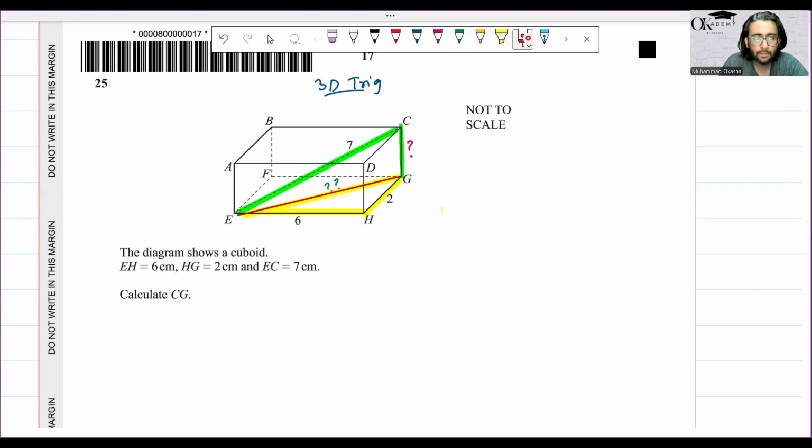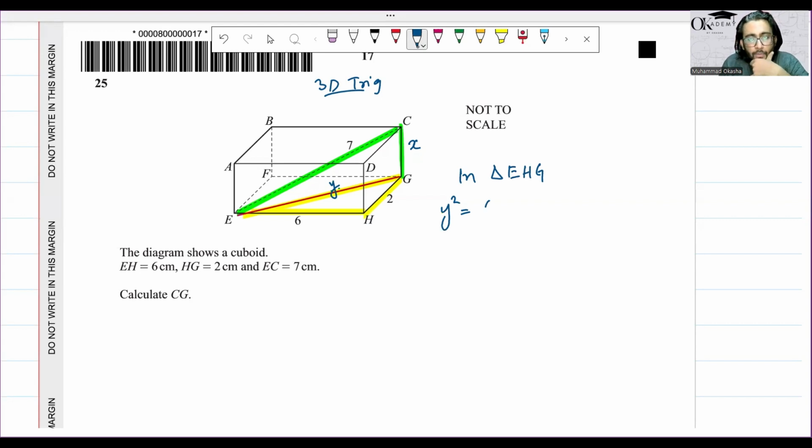You know the 6 and 2, this right angle triangle. You want to work out the hypotenuse. Let's call this Y, shall we? Let's call this X. So we're trying to find out Y first. I'm talking about the triangle EHG. I hope you can see the triangle at the floor.